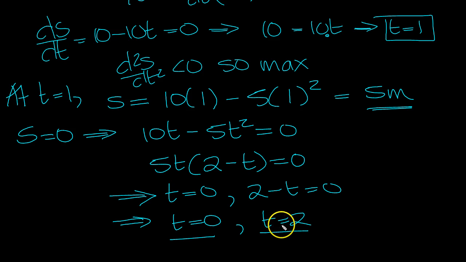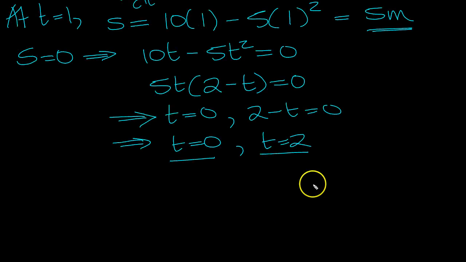So the answer for C, when does the stone hit the ground? Answer is t equals 2. Because it doesn't hit it when it goes up, because it goes up from there.